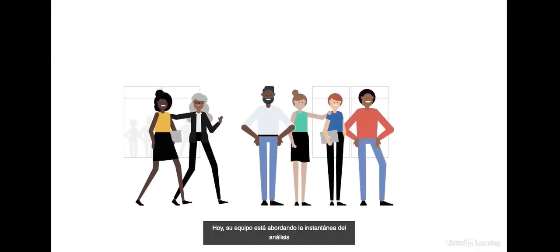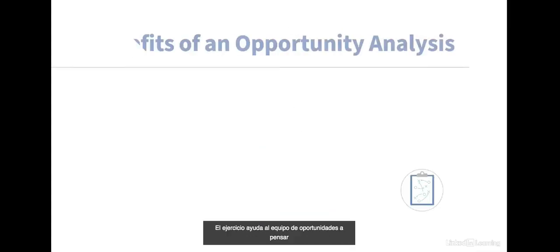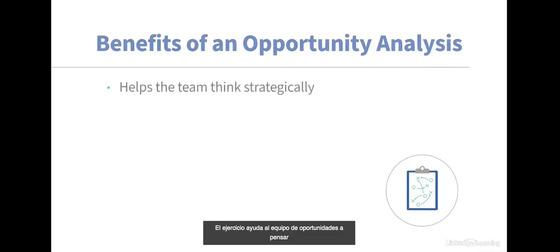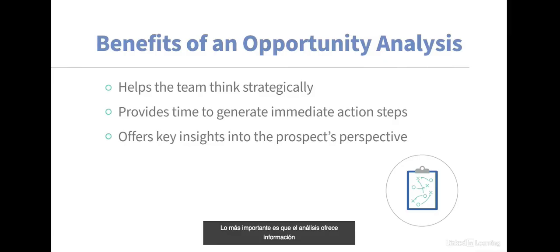Today, your team is tackling the Opportunity Analysis Snapshot, which is an exercise that will give the team a strong picture of the current state and a starting point to build their strategy and goals. The exercise helps the opportunity team think strategically about the opportunity while generating immediate action steps to move the opportunity forward. Most importantly, the analysis offers key insights into the prospect's perspective.